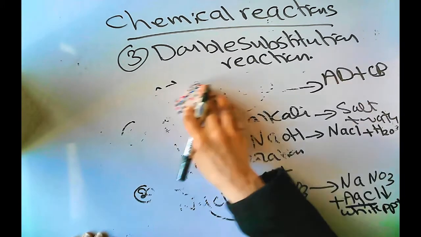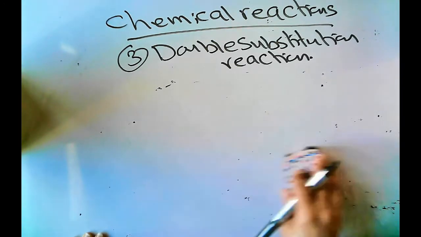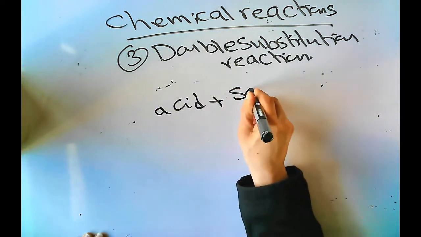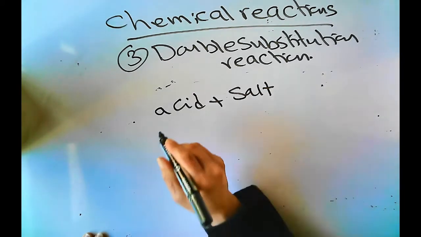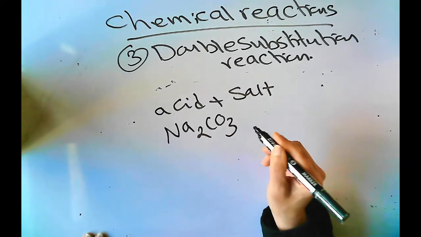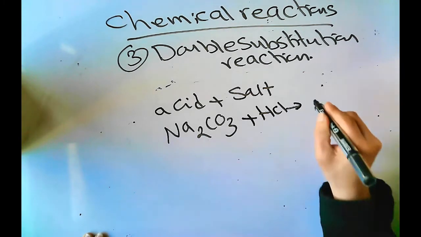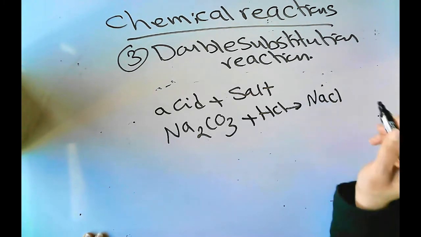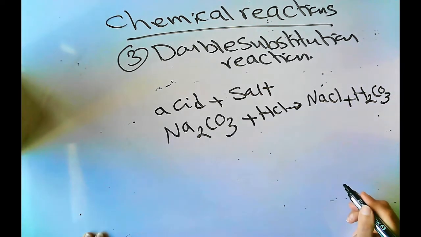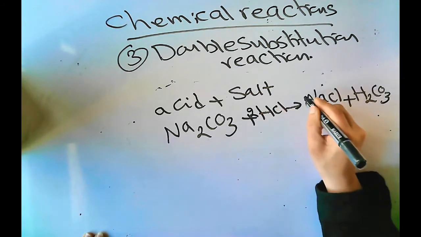The third example in double substitution reaction is reaction between acid and salt. We are going to use Na2CO3, salt plus hydrochloric acid. The result will be NaCl, sodium chloride, plus H2CO3, carbonic acid. We have to balance the equation by adding 2 and 2.